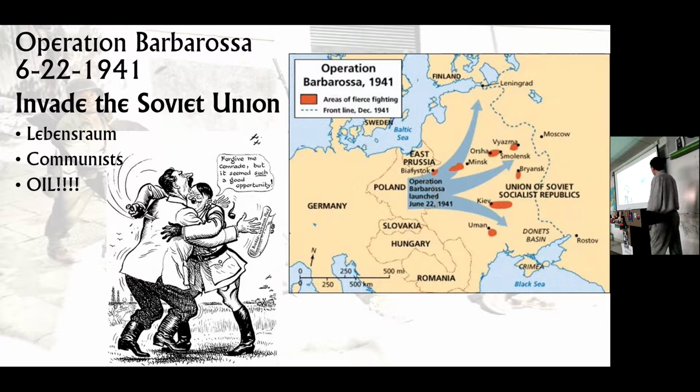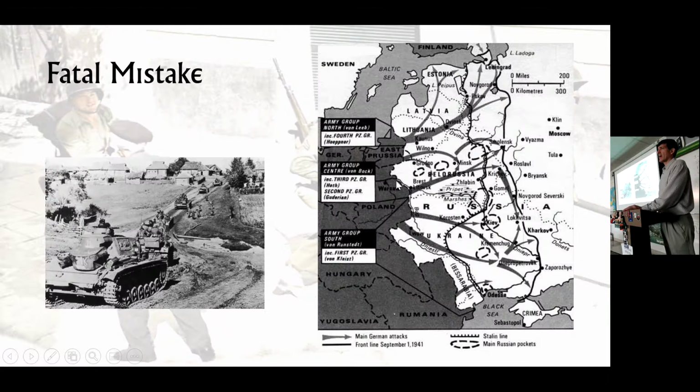But everybody in the world thought, once they basically did this three-pronged invasion into the Ukraine for resources, Moscow, and Leningrad, the Soviets would fall in 6 weeks. That was the plan. But this would turn out to be Hitler's fatal mistake because the Soviet Union survived. And the German army advanced hundreds of miles. In places like Minsk and Smolensk and Kiev they would surround 2 million Soviet soldiers.